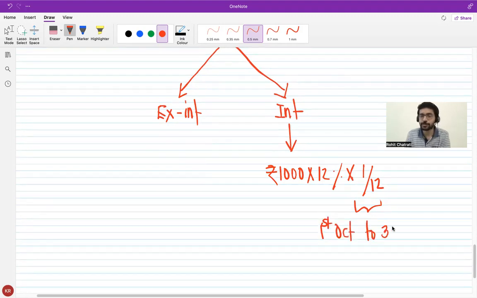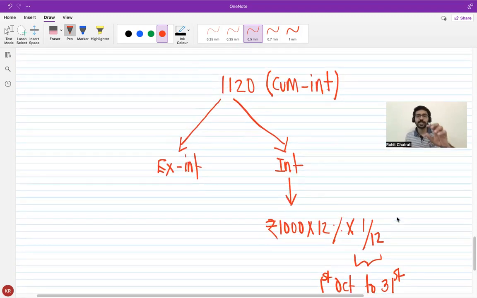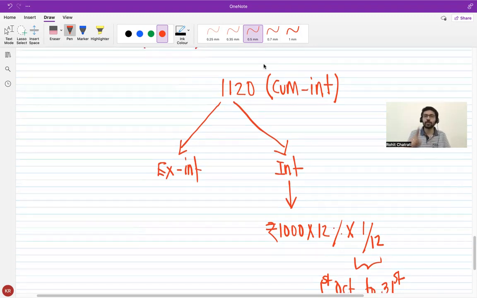The last interest payment was actually on 30th of September. Therefore, 1 month has passed since the last interest date. So when I am purchasing the debentures on 31st October, I will pay additionally 1 month of interest. This 1120 includes that 1 month of interest.